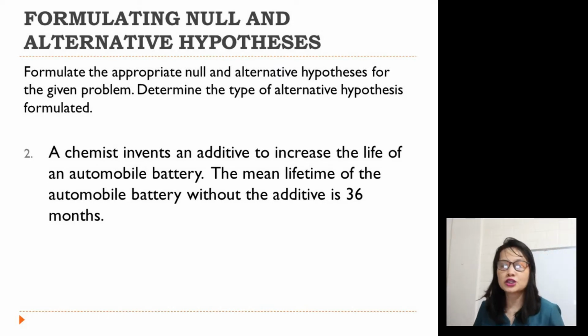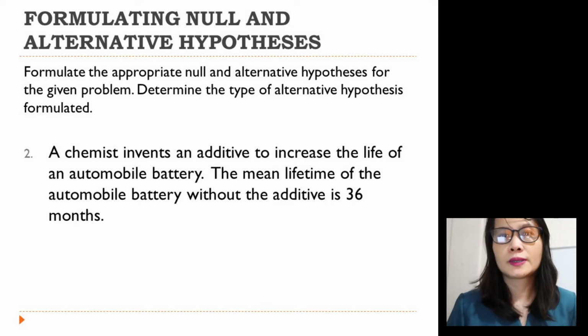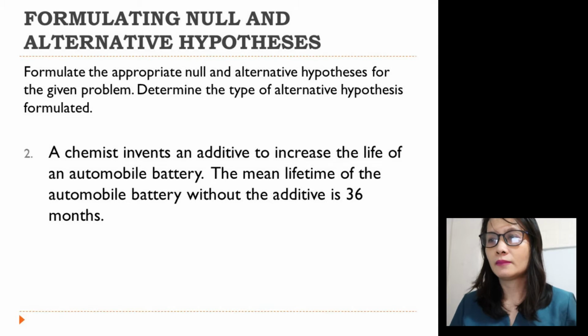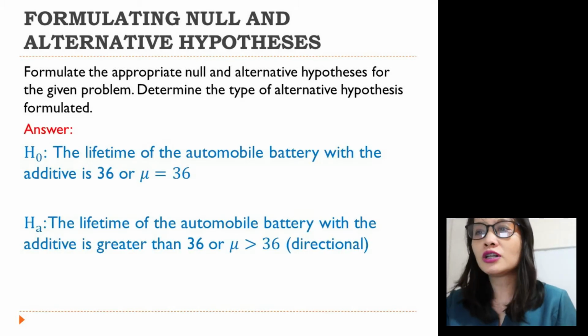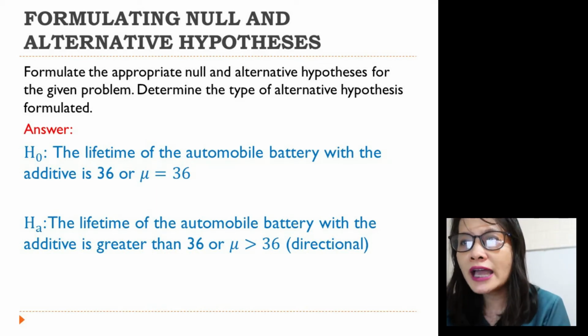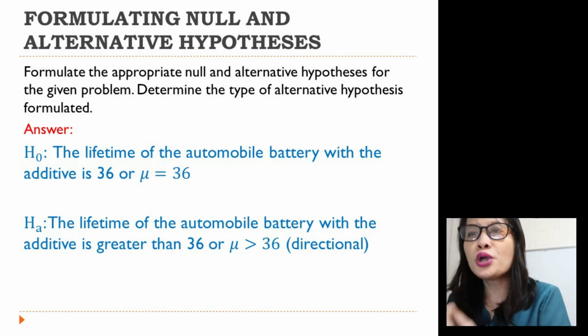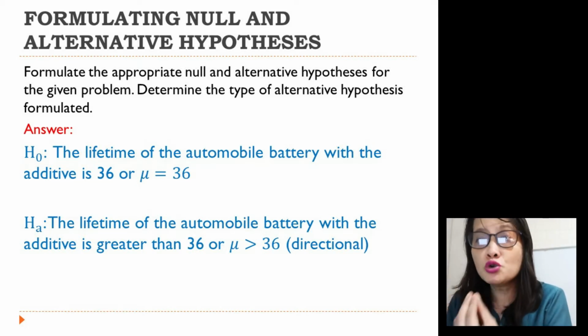What will be your H0? Your H0 is what? The mean is equal to 36. Okay, very good. Your mu is equal to 36. So the lifetime of the automobile battery with the additive is 36. So that will be mu equals 36.